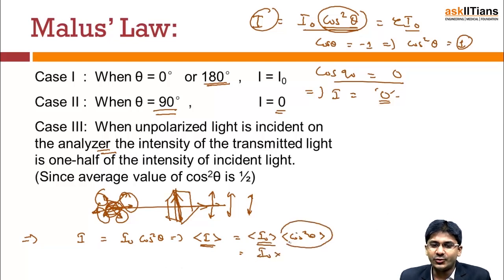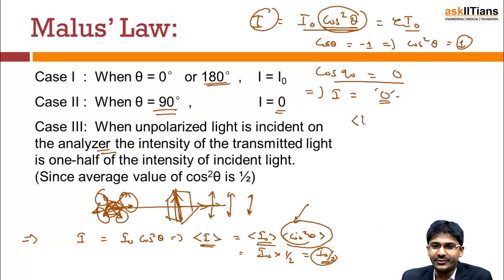Now what is the average value of cos square theta? It's actually half. So that value is I naught by 2. I hope you know how to find the average value of a trigonometric ratio, not only trigonometry, for anything.